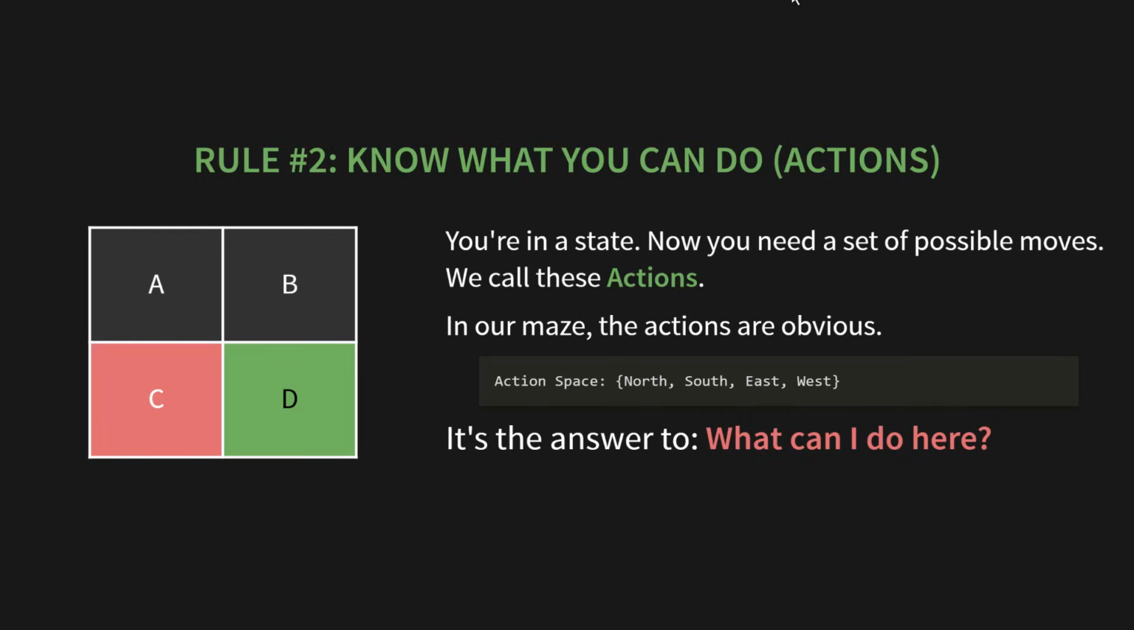For a chess AI, the actions are every legal move for every piece. For a stock trading bot, the actions might be super simple. Buy, sell, or hold. It doesn't matter how complex the world is. The agent always has a limited menu of options.